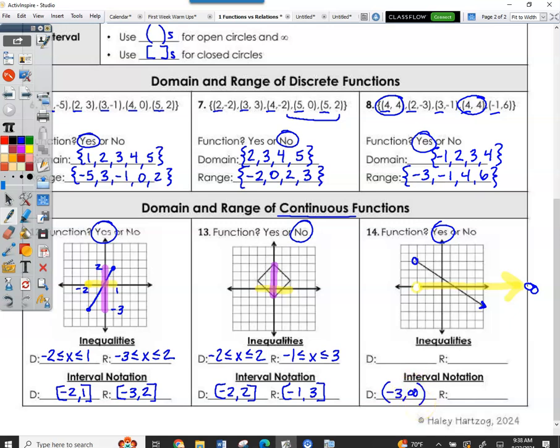Now, how do you write that as an inequality? X is greater than -3. Range, that's the y value. Look at the graph. I'm going to put the range on the board. Hold on. Trying to make sure you get this.